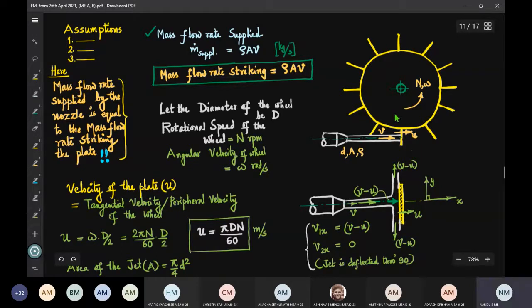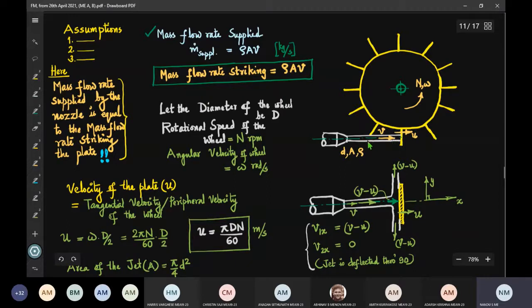See, if you consider a single vane and magnify it, the jet is striking like this with the absolute velocity V, and the plate is then moving with a velocity U. The important thing is that this wheel is able to rotate. So when the jet strikes and force is exerted, hydrodynamic thrust is exerted on the vane, and that force acts tangential to the wheel actually.